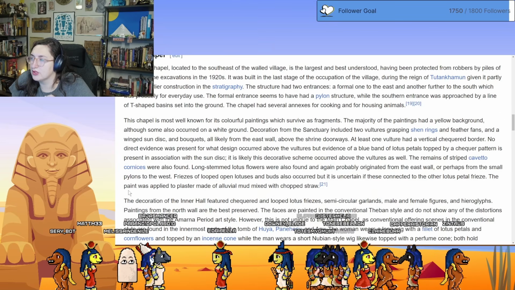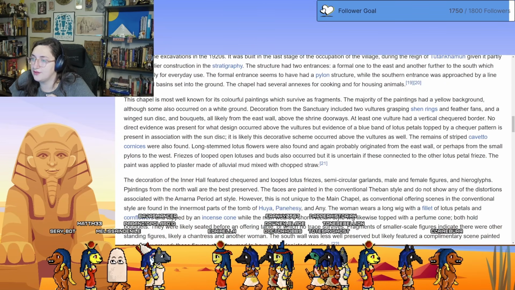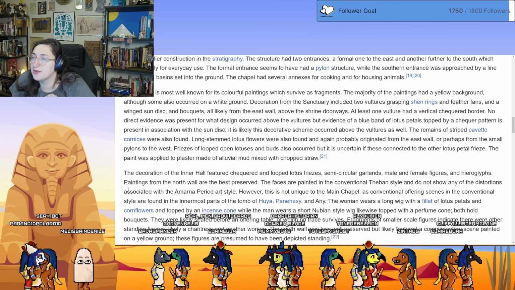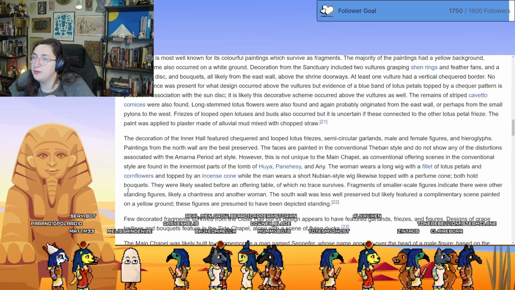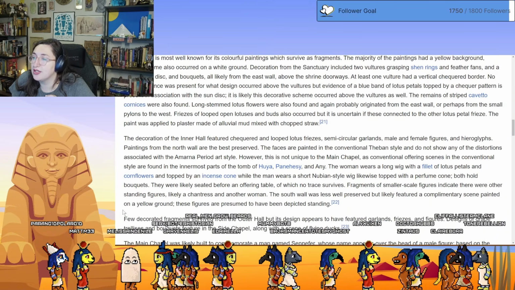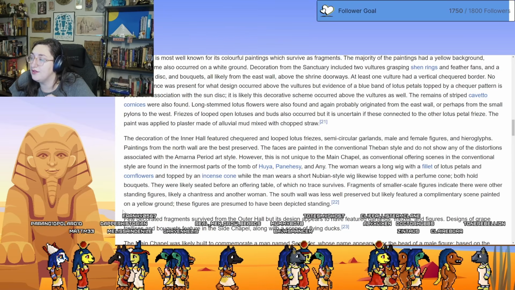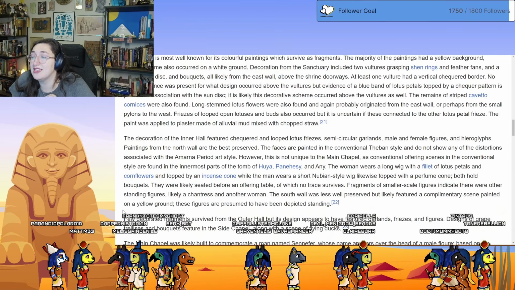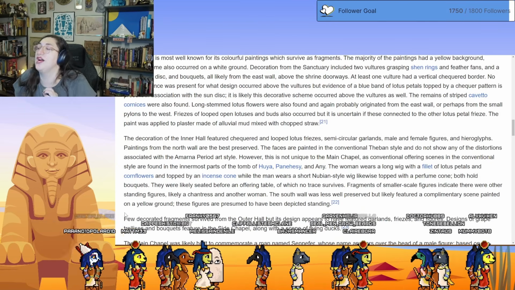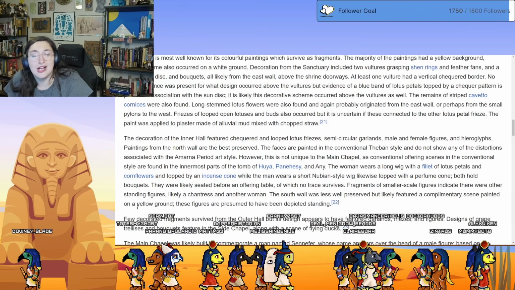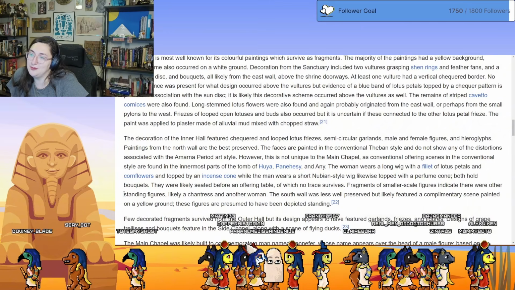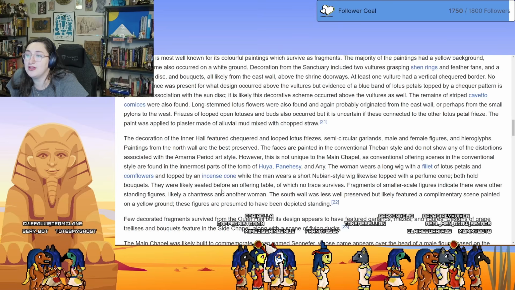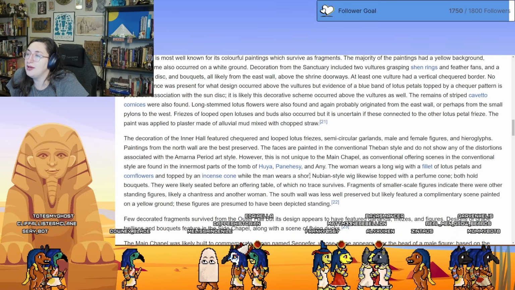The remains of striped cavetto cornices were also found. Long stem lotus flowers were also found, and again probably originated from the east wall, perhaps from the small pylons to the west. The decoration of the inner hall featured checkered and looped lotus friezes, semicircular garlands, male and female figures, and hieroglyphs. Paintings from the north wall are the best preserved. The faces are painted in the conventional Theban style and do not show any of the distortions associated with the Amarna period art style. However, this is not unique to the main chapel, as conventional offering scenes in the conventional style are found in the innermost parts of the tomb of Huya, Peshe, and Ani.